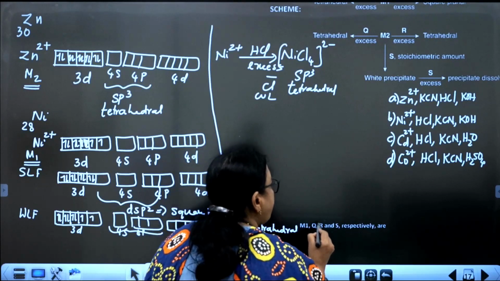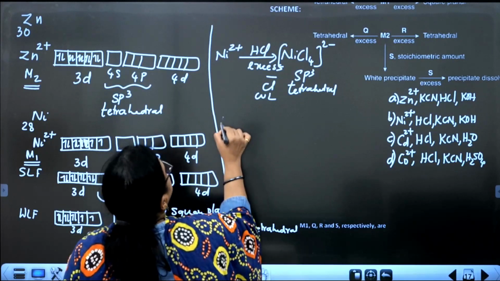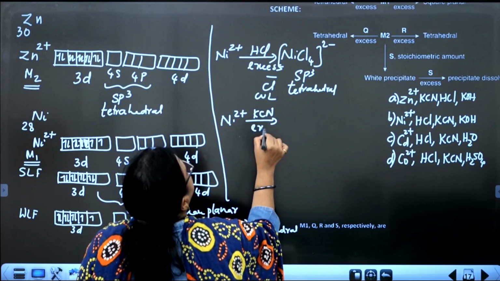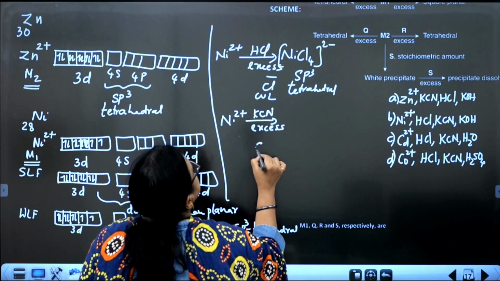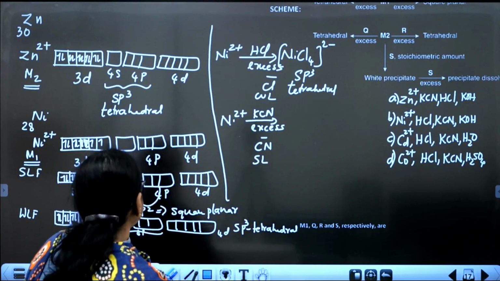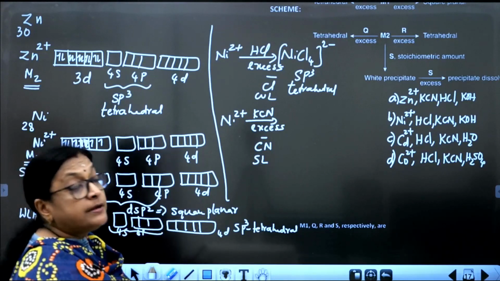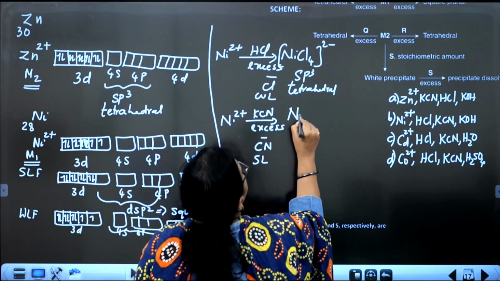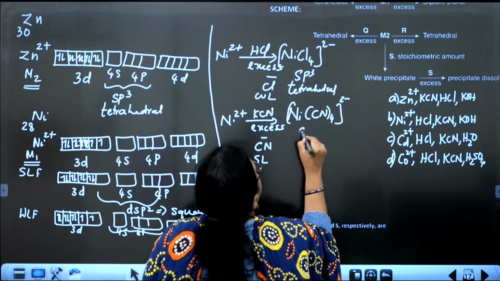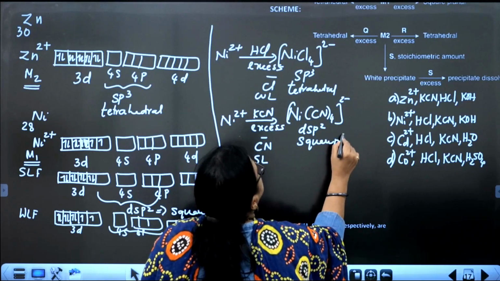Now let us see R. Our third option is KCN. So nickel 2 plus with the excess of KCN. KCN is going to provide cyanide ligand, which is a strong ligand. And in a strong ligand field, nickel 2 plus will undergo dsp2 hybridization, giving a square planar complex. Possible? So [Ni(CN)4] 2 minus can be dsp2 square planar complex. Yes, possible.